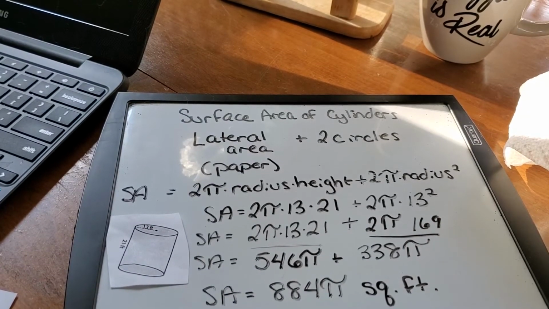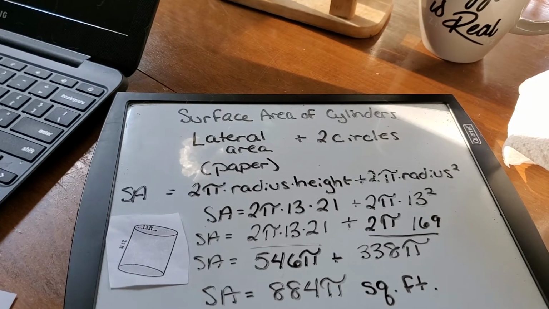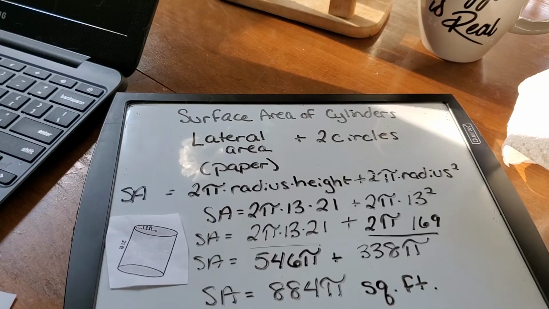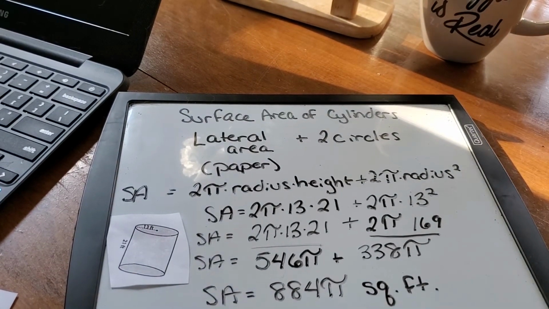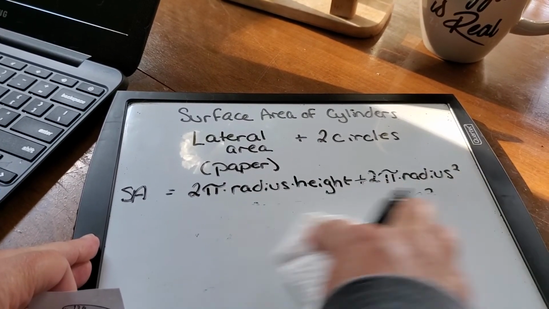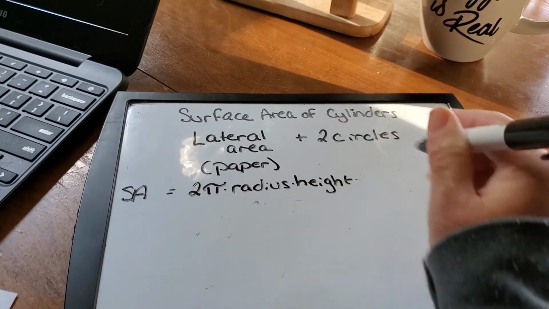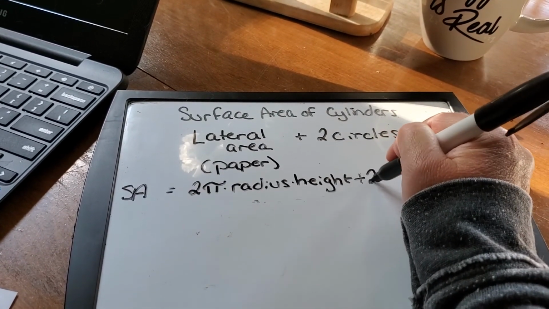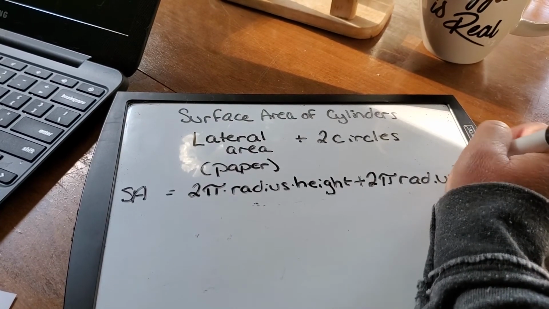Not nearly as bad as it looks. You have the formula. I'll give you the formula even on your assignment for today. All you really have to do is plug in the numbers. Let's do one more. This does not look easy to read. My marker's dying. That was plus 2 times pi times the radius squared.